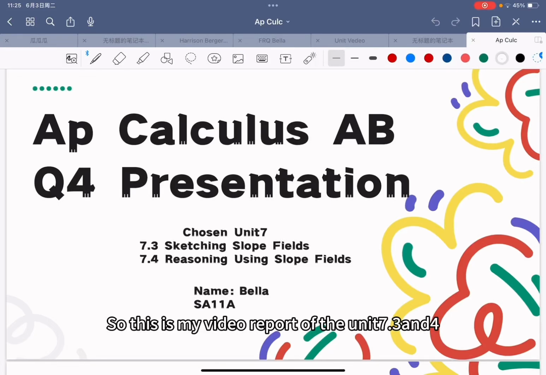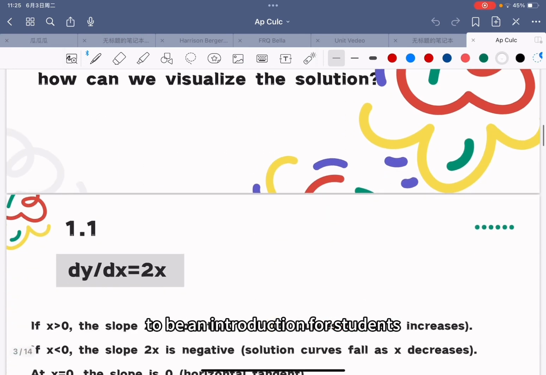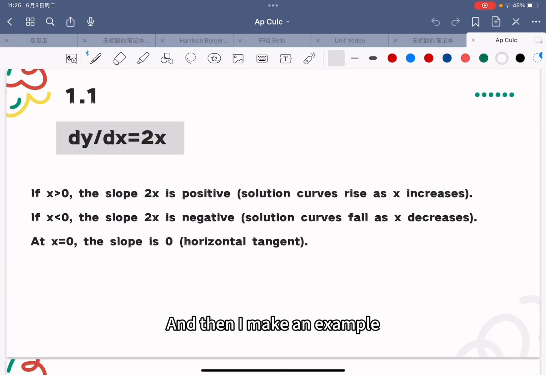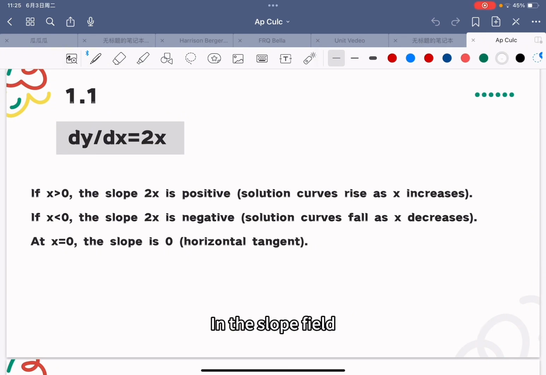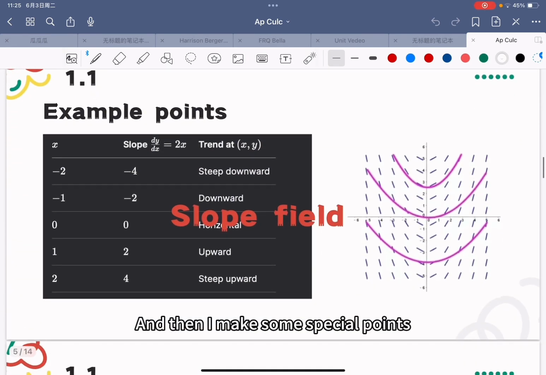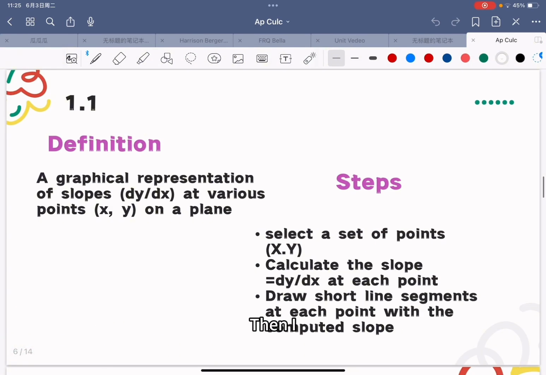So this is my video report of the Unit 7, 7.3 and 7.4. Firstly, I set a question about the slope field to be an introduction for students. And then I make an example and remind them to pay attention to different ranges in the slope field. And then I make some special points, and then according to these points, draw the final graph.